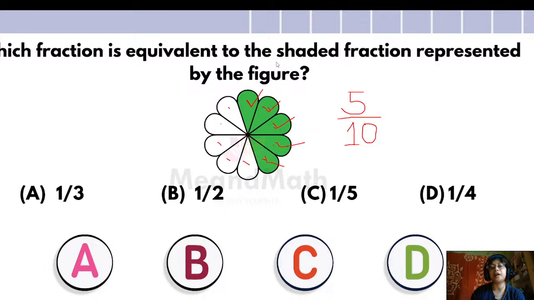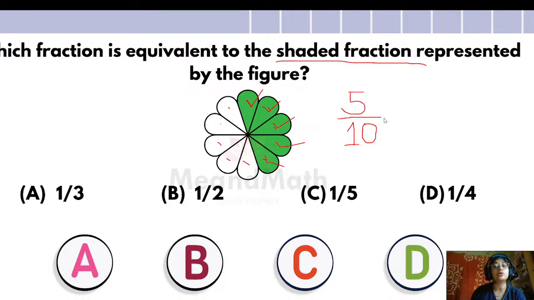So the shaded fraction is actually 5 by 10, 5 out of 10 parts. 5 parts are colored. Yes, very good. All of you I can see are writing it in the chat box. That's great. Very good. So yes, 5 by 10 is the actual fraction of the shaded parts.